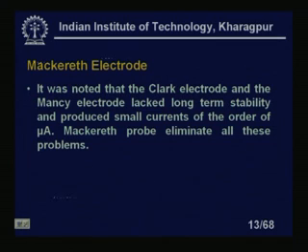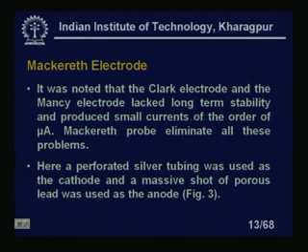It was noted that the Clark electrode and the Mans electrode lacked long term stability and produce small currents of the order of microampere. We have seen that the current is quite small. The Mackereth probe eliminates all these problems. Here a perforated silver tubing was used as a cathode and a massive shot of porous lead was used as the anode. Okay, figure 3.